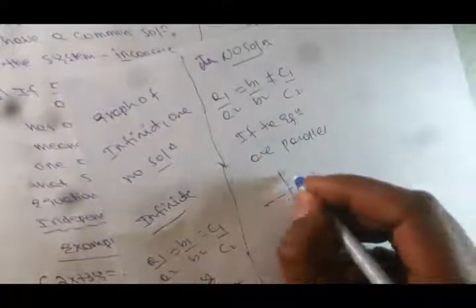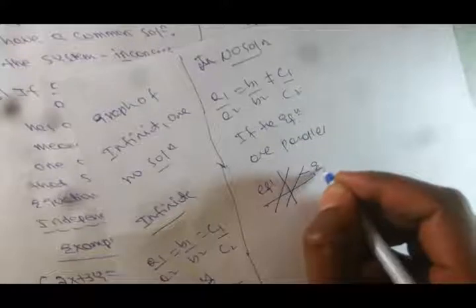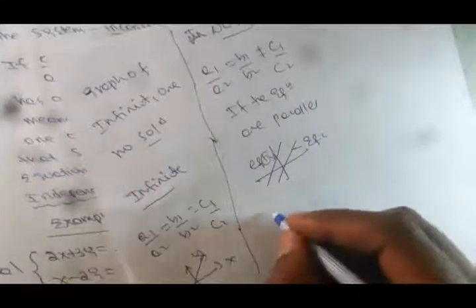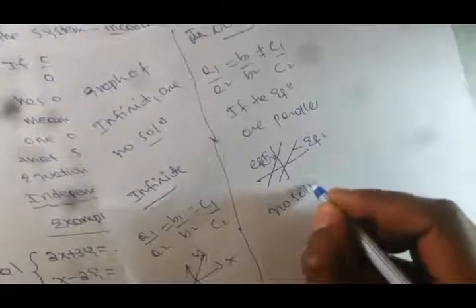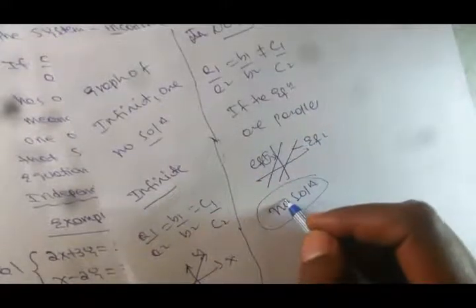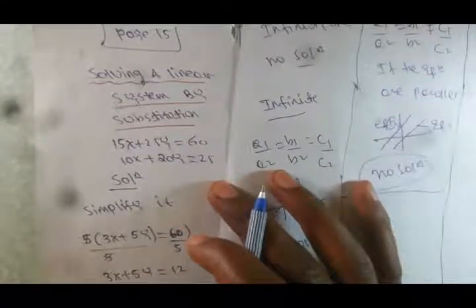For example, this is equation 1, and if this is equation 2, they are parallel, so they have no solution of intersection. So we say this type of equation has no solution. So let's solve some equations.